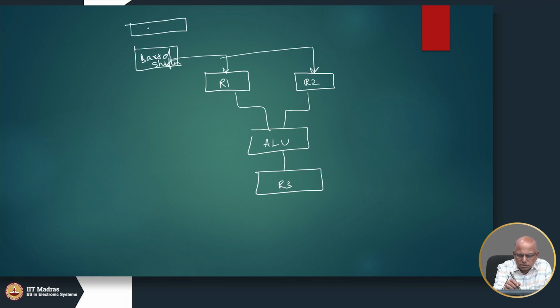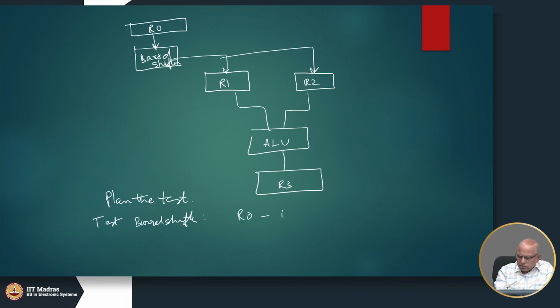There may be another register R0. So we can decide how to plan the test. First, maybe we want to test R1, the barrel shifter. For that we'll have to configure R0 as PRPG. Okay. R1 is MISR.